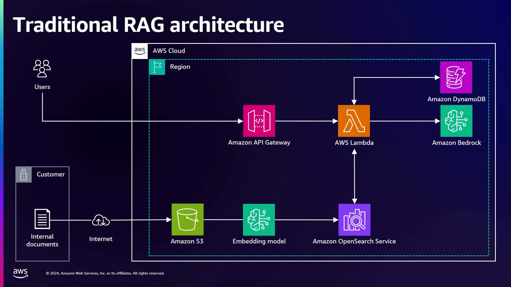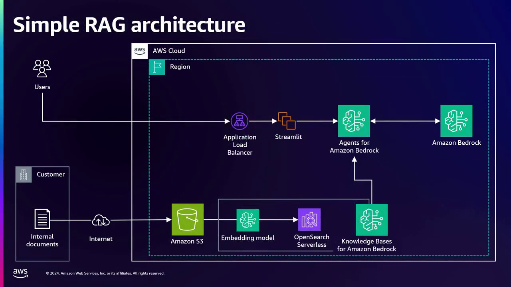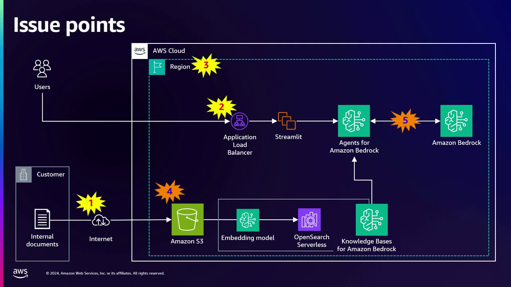So the RAG architecture with these two features is like this. From now on, I'm going to start with this architecture, and I'm going to show you the steps to harden it securely. First of all, there are five main issue points in this architecture. In particular, 4 and 5 are very closely related to data protection. So let's look at them one by one.